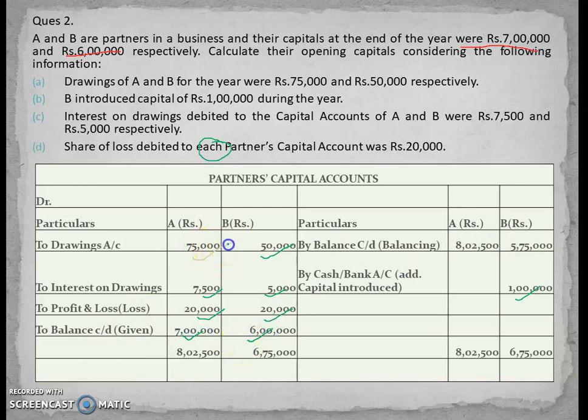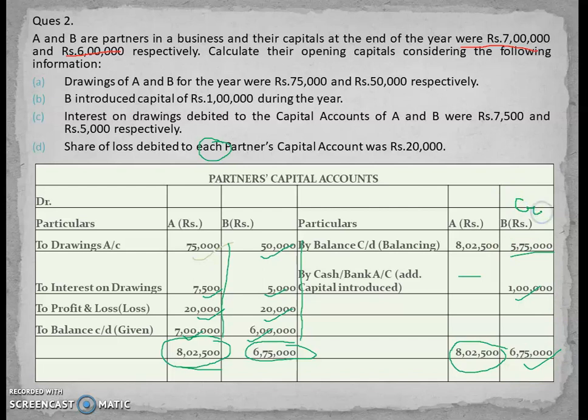What will you do? You will add all the items. When you add all the items, you will get 8,02,500. When you add these items, you will get 6,75,000 as the amount. Now you will deduct this amount. So over here 8,02,500 minus nothing will give you the balance of 8,02,500. 6,75,000 minus this will give you this balance. Hence the debit and the credits are equal. Over here the credit word is not mentioned.